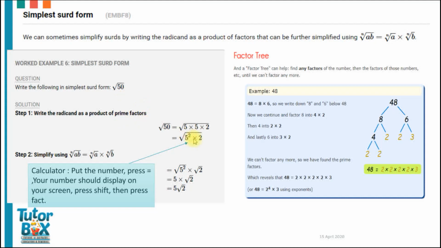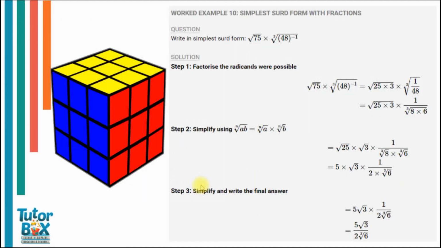Step 2, now you go on to simplify, because now you have the square root of 5 squared times 2. Because we are multiplying, you can break it apart: square root of 5 squared times square root of 2, and square root of 5 squared is equal to 5. Remember, here you're squaring and then taking a square root, so they cancel each other out. You get 5 times square root of 2, so your answer is 5 square root of 2. This is quite easy.